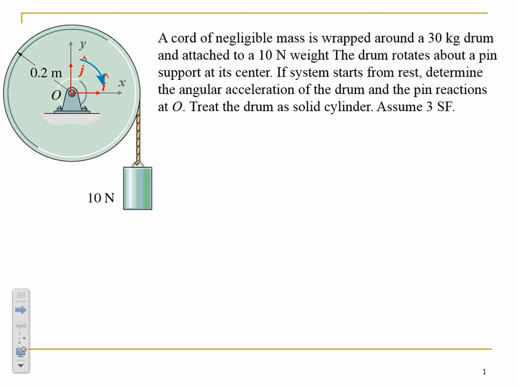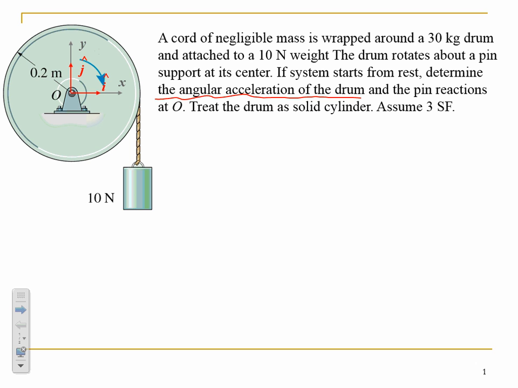Okay, so we've got this 10 Newton weight that is initially at rest attached to the drum that's initially at rest. The weight, when it's released, is going to fall down. That's going to cause the drum to rotate in a clockwise direction. And so one of the questions is, what is the angular acceleration of the drum after it's let go and it falls from rest?